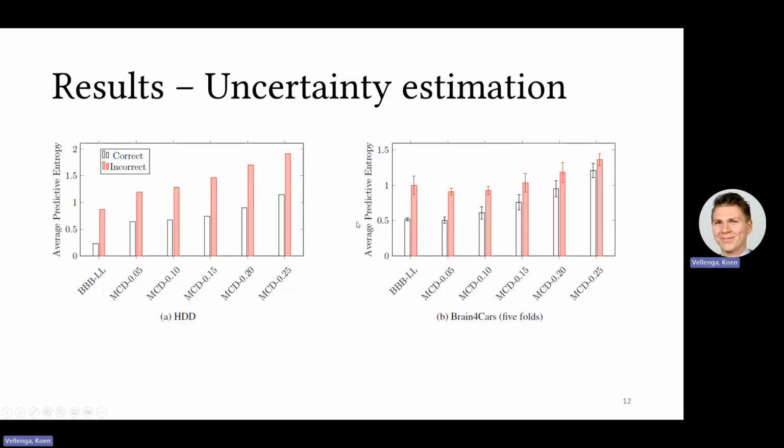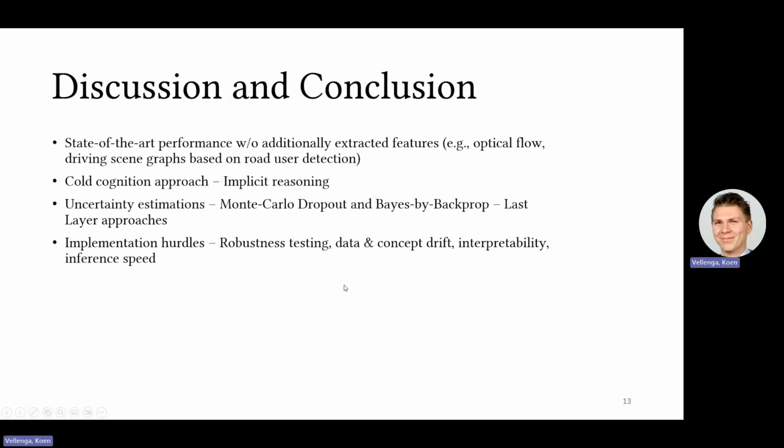It doesn't tell you anything about what to do then, but that's of course not within the scope of this experiment. So in conclusion, we managed to outperform the previous state-of-the-art methods for both driver action and intention recognition without manually crafting any other kind of features. The problem for an end-to-end visual approach is that it's a cold cognition approach, which means that you assume that the method will learn to reason implicitly, but you cannot extract explicitly what it's doing.